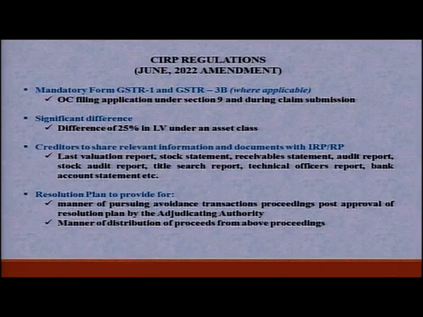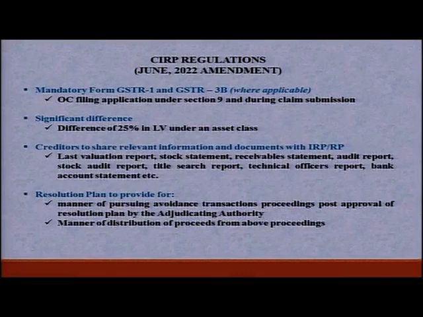Thirdly, we have also made an amendment where creditors have been required to share relevant information with the IRP and RP, because a lot of times it's seen that the insolvency professional or the resolution professional is unable to gather information based on the records of the corporate debtor over which it has taken over. But a lot of information is already available with the creditors, and if the creditors share this information, that would be useful for the process and make it a lot smoother. A few examples stated in the slide are the last valuation report, stock statement, receivable statement, audit reports, stock audit reports, title search reports, technical officer's report, and bank account statements. These have to be shared with the IRP or the RP by the creditors when the process begins.